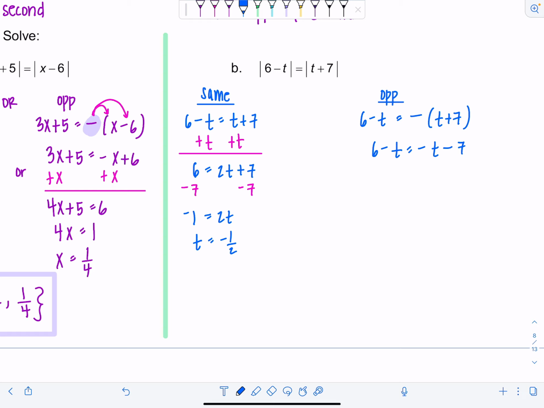And then this is where maybe the strange part happened to you. So if I add t to both sides this time, notice they cancel out completely, right? So all I'm left with is 6 equals -7. Now you guys, does 6 equal -7? No. So this is a false statement, not true. So that means there's no solution. Not no solution to the whole equation, just to this second case. So the only answer that we're going to report this time is t equals -1/2. We only have one answer.